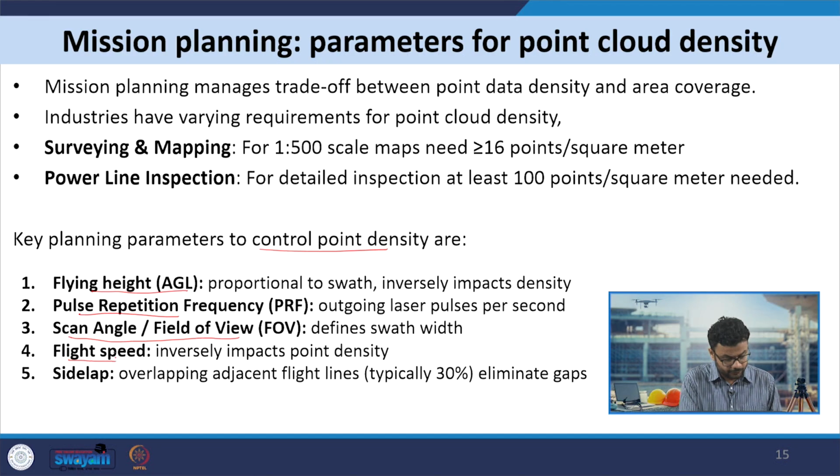There is also flight speed, which inversely impacts point density. So if you have more flight speed, then the point density will decrease. If you have less flight speed, then point density will increase. And finally, we also have side lap, which represents the overlap of adjacent flight lines, which is typically kept at 30% to eliminate gaps between neighboring flight lines. This is similar to what we have in photogrammetry as well.